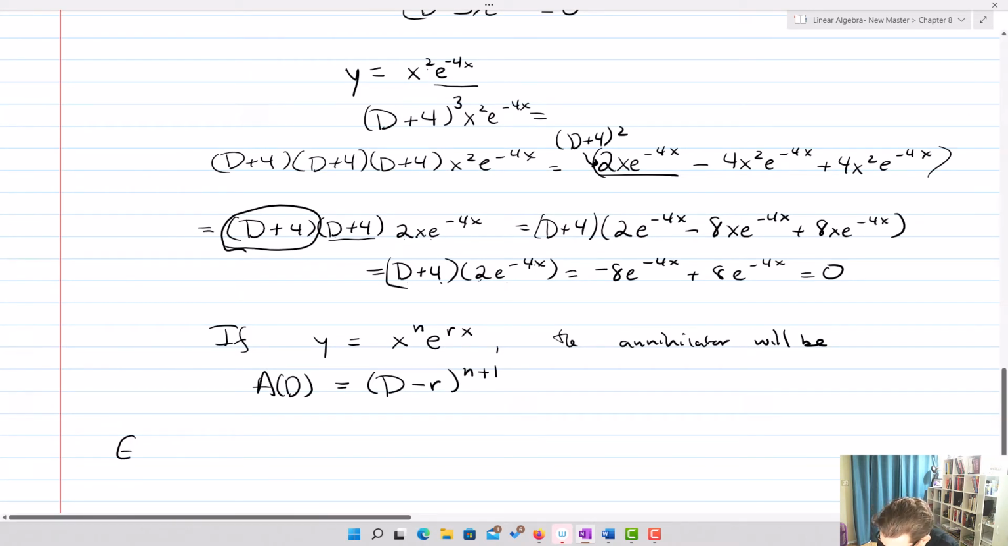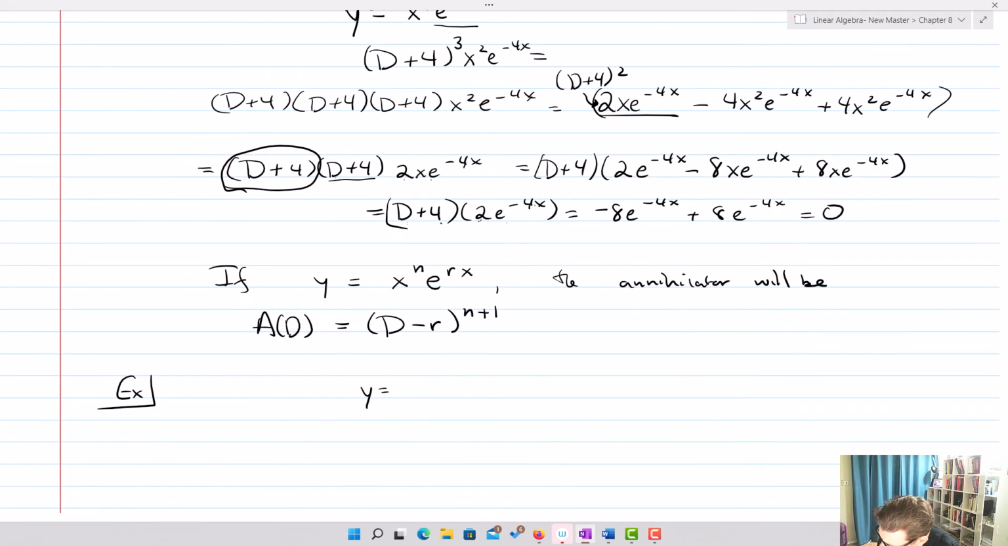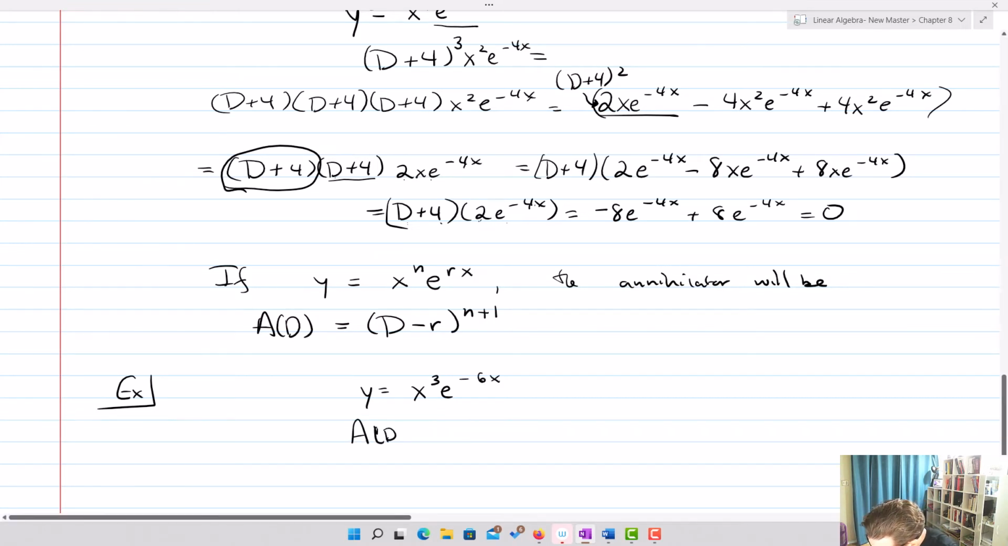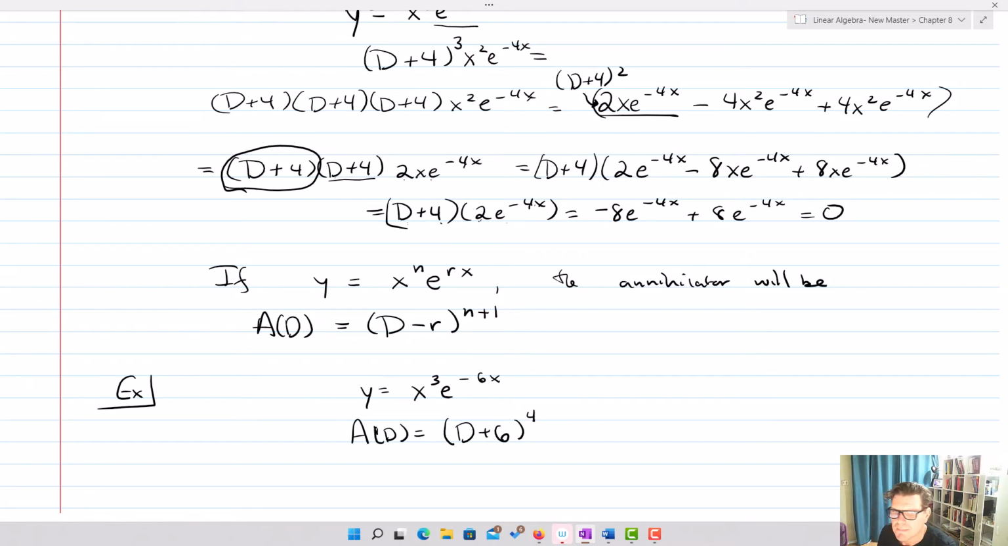Let me give you a quick example. Let's suppose that we get y equals x cubed e to the negative 6x. Then our annihilator, A of D, is going to end up equaling (d plus 6) to the 4th power. And there's our annihilator.